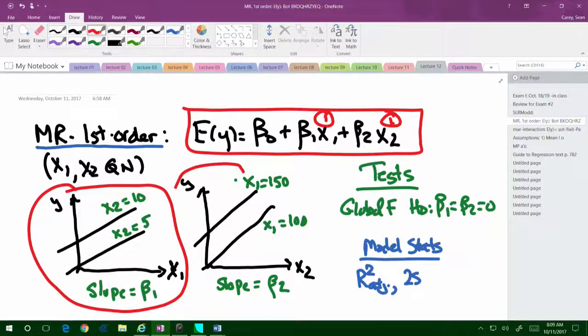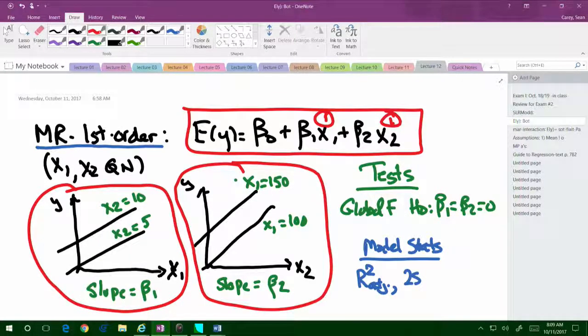Now, if I want to change gears, and I now want to focus on the relationship between y and x2, now I'm looking for the slope of that line. Well, what's it going to be? The beta that's multiplied by x2.